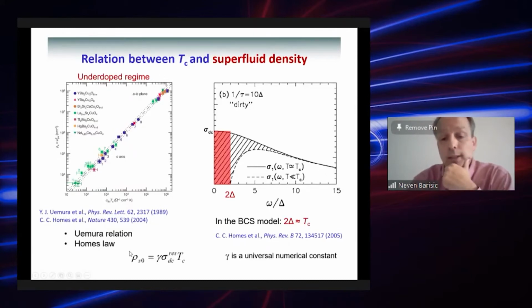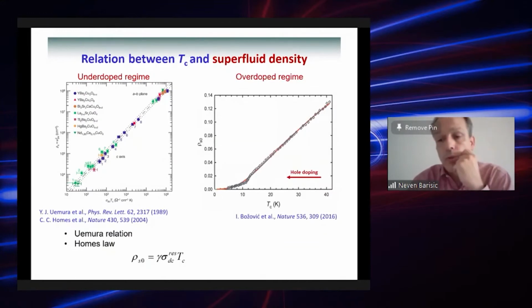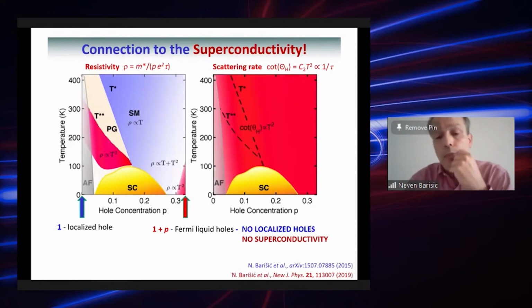And this Homes law works very well on the underdoped side, and as it was pointed out many times, it doesn't work on the overdoped side. So as Ivan Božović nicely demonstrated, you increase the doping, you decrease the Tc, so you're going in this direction, but your superfluid density is decreasing. And we wonder, okay, how can this be, and can we understand it based on our model? The main conjecture is, okay, nothing happens with the Fermi liquid itinerant carriers, but what happens is that we lose the localized carriers. And the conjecture is: no localized carriers, no superconductivity. It's the localized carriers which provide the glue for the superconductivity.